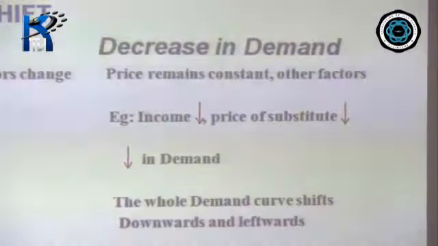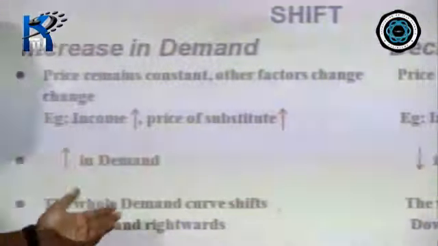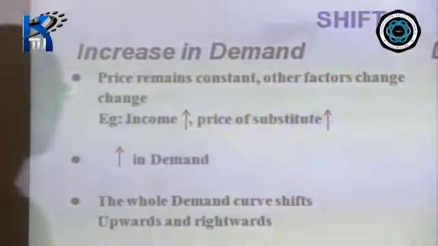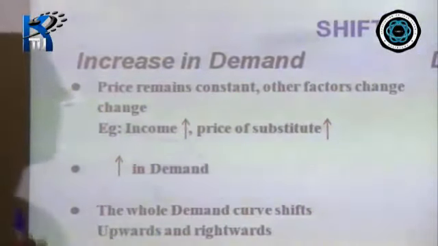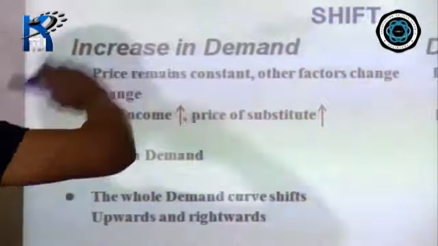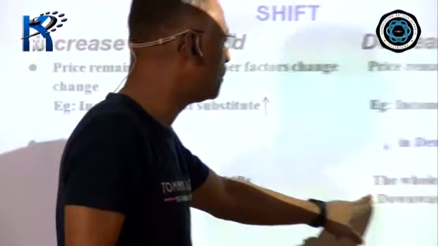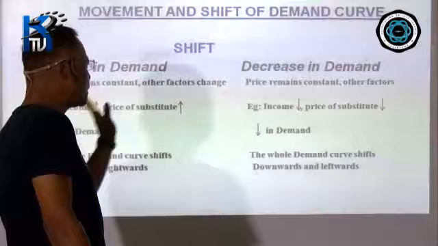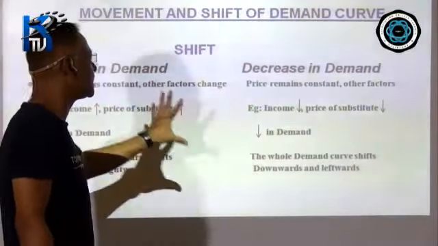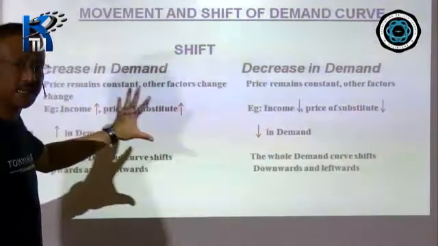And finally, increase in demand, the whole demand curve shifts. Where will it shift? Upwards and rightwards. Whereas decrease in demand, the whole demand curve will shift downwards and leftwards. Now let's understand with the help of a diagram.